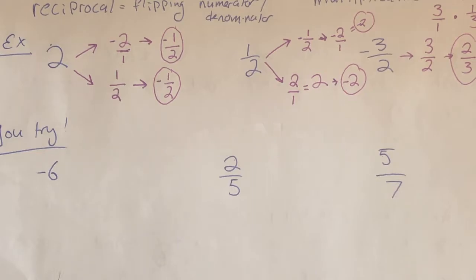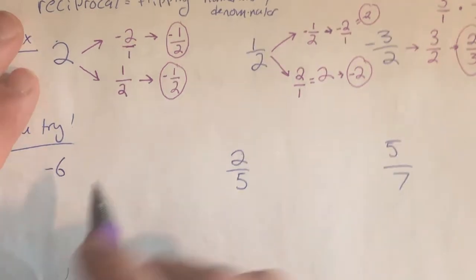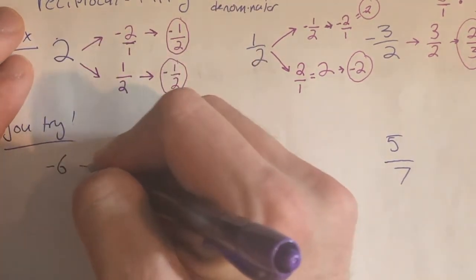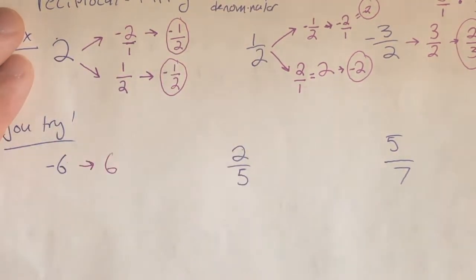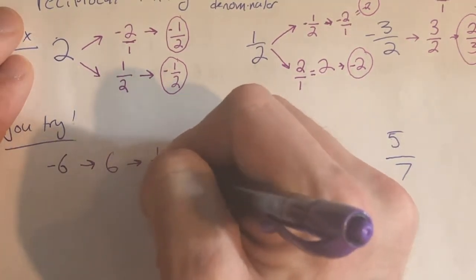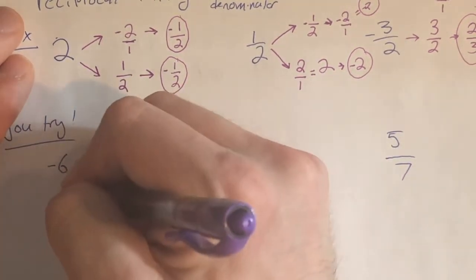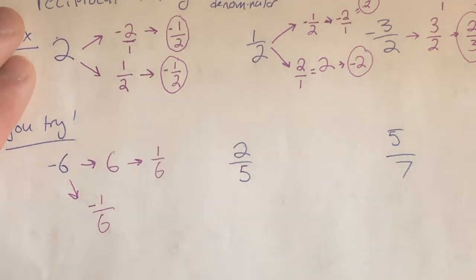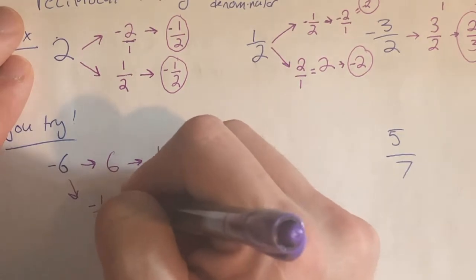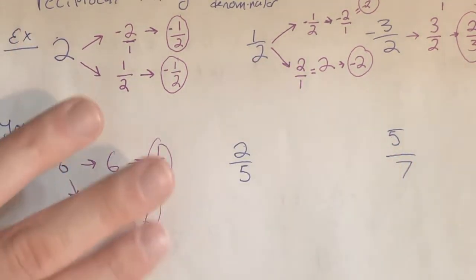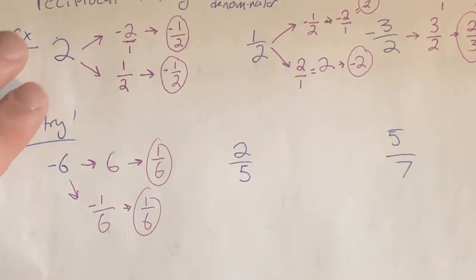All right, here we go. Opposite reciprocal of negative 6. So negative 6, what I'm going to do is this. I'm going to get the opposite, which is 6, and I'm going to get the reciprocal, which is 1/6. Alternatively, you could have started by taking the reciprocal, which is negative 1/6, and then finding its opposite, which is 1/6. Okay, so two ways to do it, but the answer you want to get in the end is 1/6.